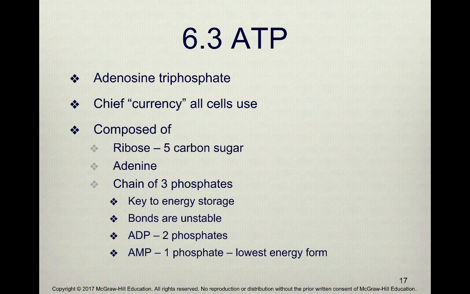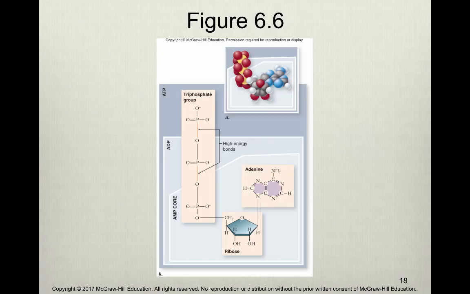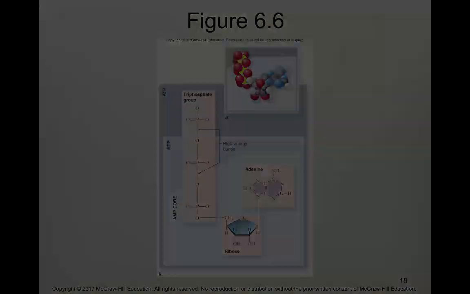Because those phosphate groups are all negatively charged, they don't want to be together, so those bonds are unstable because they're kind of being forced there. So ATP is three phosphates, ADP or diphosphate is two, and AMP is one phosphate, which has very little energy, but AMP is utilized in cell communication for other purposes, not just as a part of the ATP-ADP cycle. So there's our chemical structure of ATP: ribose, adenine, and our three phosphate groups.